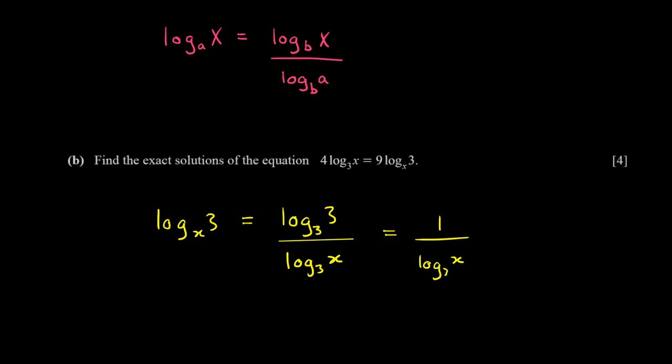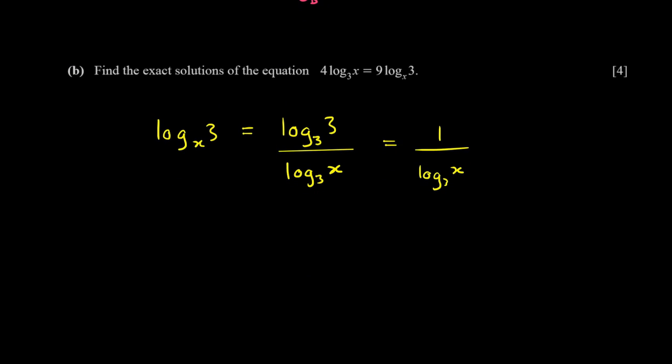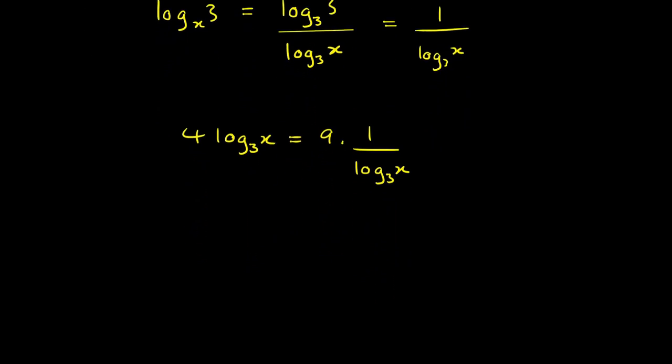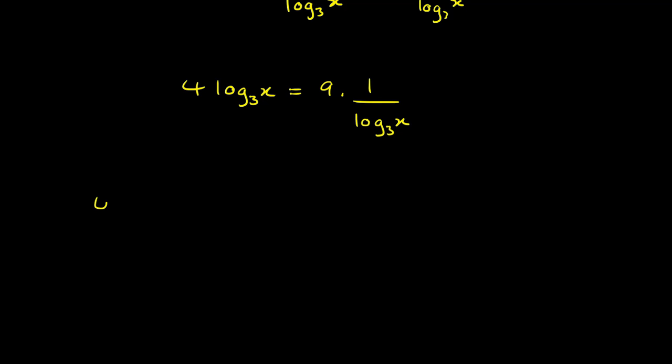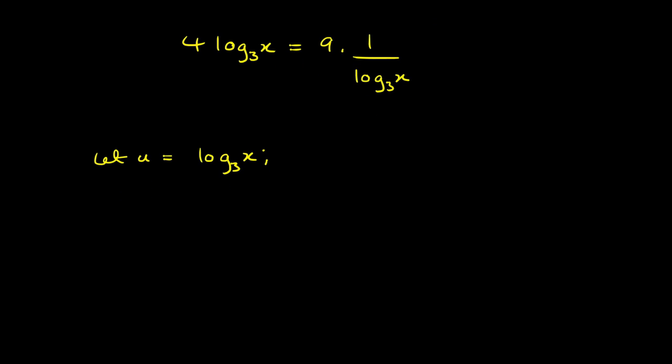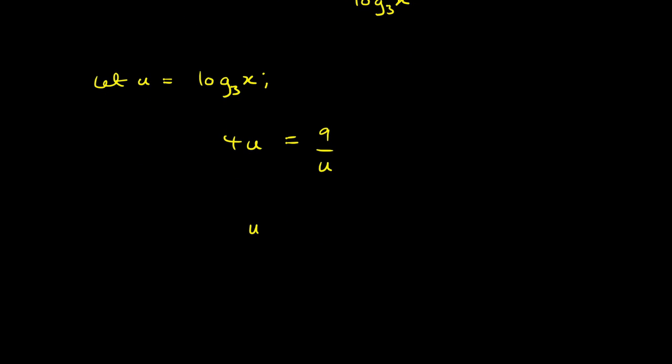Okay, well then let's just apply this into our equation. We've got 4 times log base 3 of x is equal to 9 times 1 over log base 3 of x. And I think at this stage, it's probably best that we use a substitution. So I'm going to say let u equal log base 3 of x. And if that's the case, this equation becomes 4u is equal to 9 divided by u. And if that's the case, then we're going to get u squared is equal to 9 upon 4.